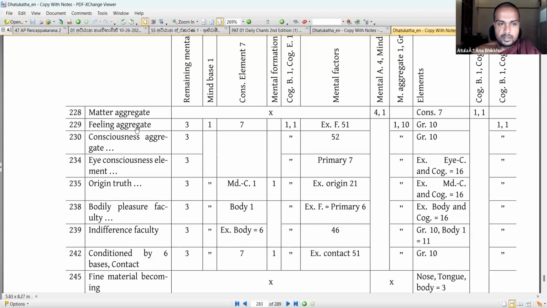That one also we completed, and now we have to look at the fourth one, which is the eye consciousness element, cakkhu-viññāṇa-dhātu. That's the topic that we need to learn now.